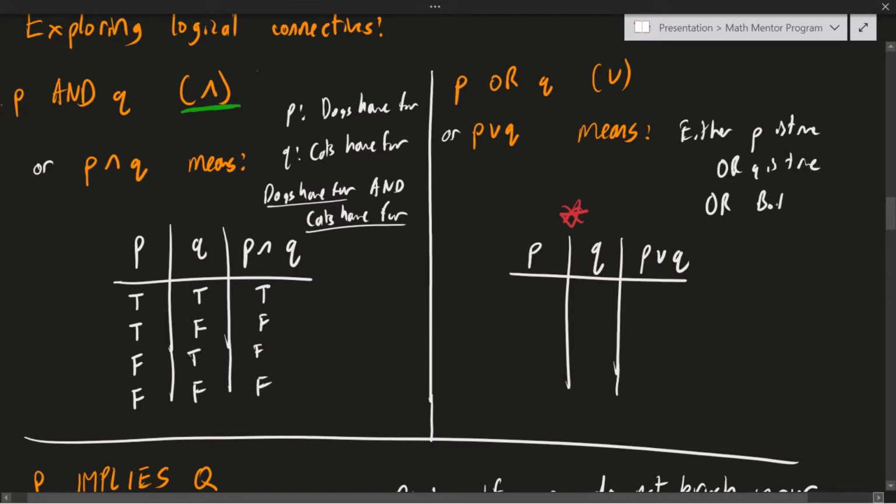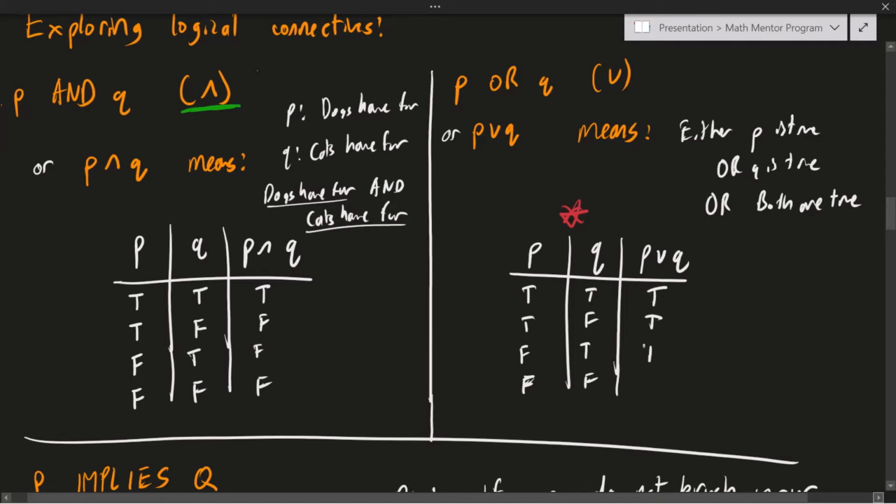So to fill out our truth table, remember the setup is essentially the same as before, because we're just taking possibilities for P and Q. We don't know what P and Q are. Then the statement P or Q is going to be true when both of them are true, or when one of them is true.